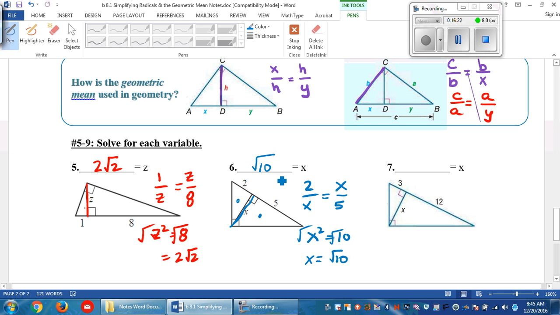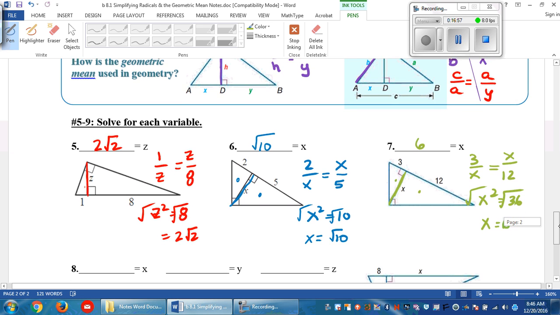The exact value is better than decimal, so in this case, we'll just leave it as root 10. The third example, we have x. Here again is my geometric mean between what? The small one and the medium one on the right. So we got x, and 3 and 12 are the two sides. So x squared is equal to 36. Root it. X equals 6 for that height, for the altitude to the hypotenuse.